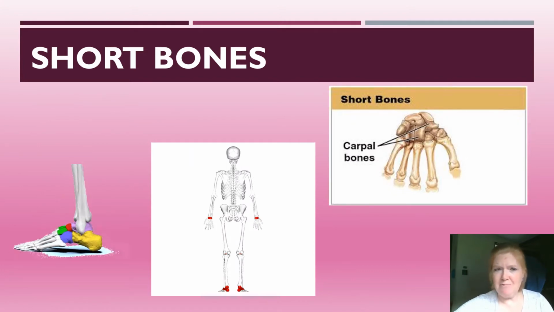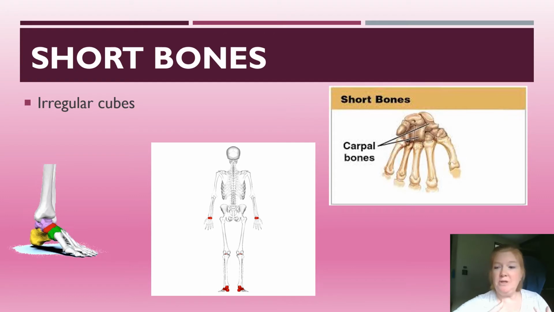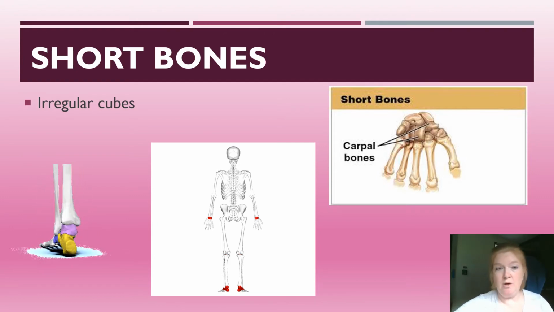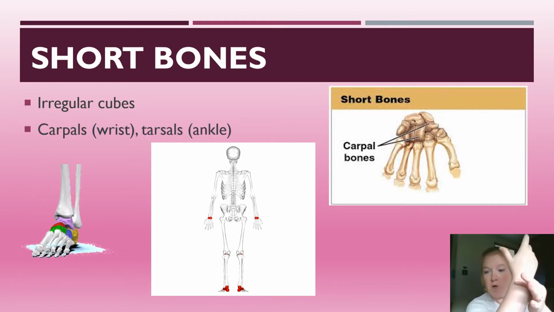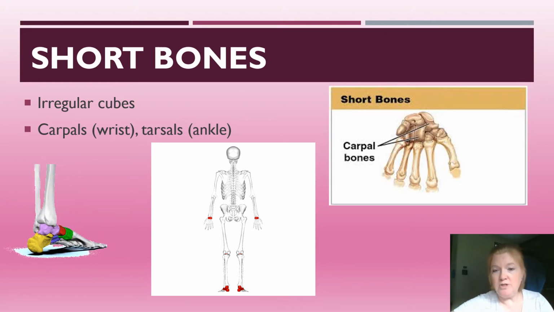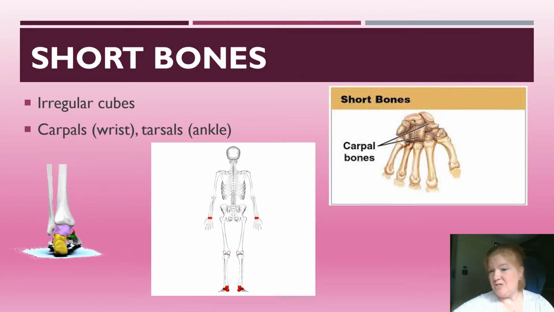Short bones, okay? So they're kind of irregular cubes. Not really cube-shaped, but closer than they are to long bones. You find short bones in your carpals, so that's your wrist, and your tarsals, which is your ankle. Short bones: carpals, wrist, tarsals, ankle.